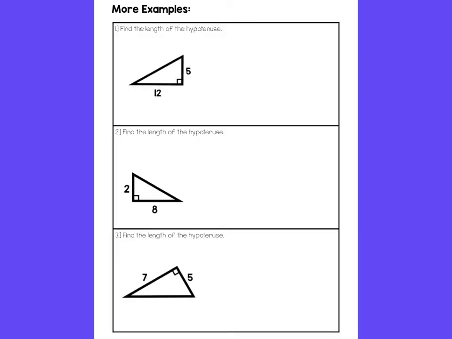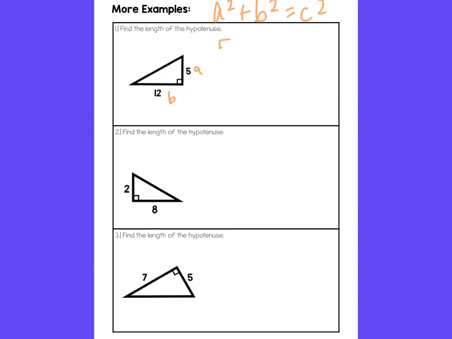Okay, so we are going to do 3 examples, and for all of them we are going to find the hypotenuse, just the hypotenuse. So we're going to use a squared plus b squared equals c squared. So we're looking for the hypotenuse. So I'm going to say this one's a, this one's b. It doesn't really matter as long as you know that these two sides are legs. And you can mix them up, it's okay.